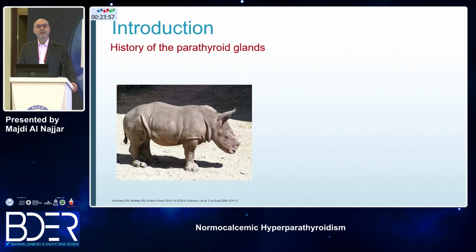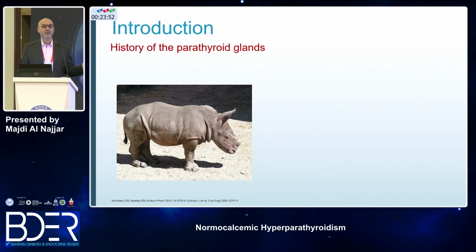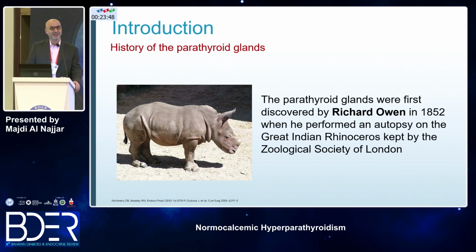This is when in 1952, someone did an autopsy on the rhino and they found there's a parathyroid gland in London Zoo. So that's why I put this graph. I find it interesting.